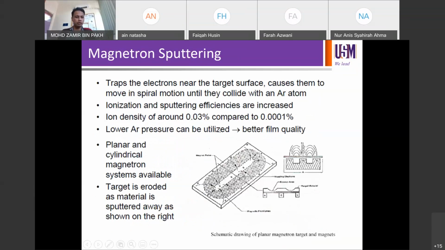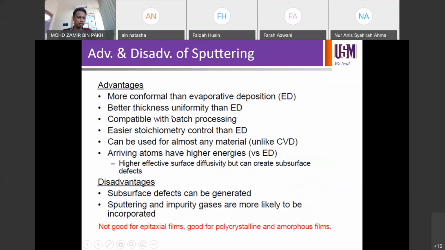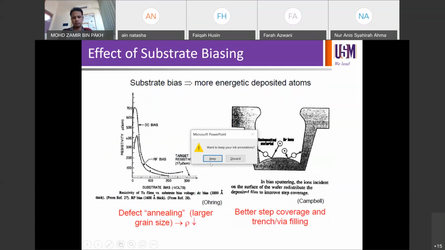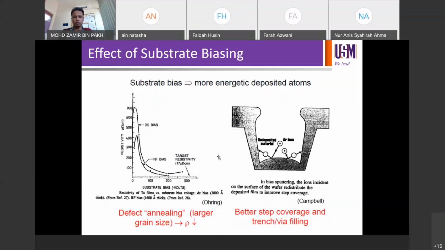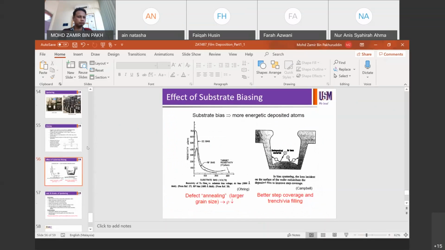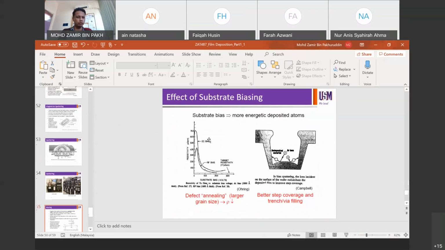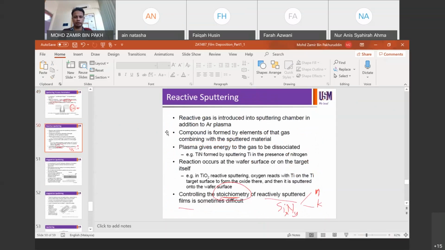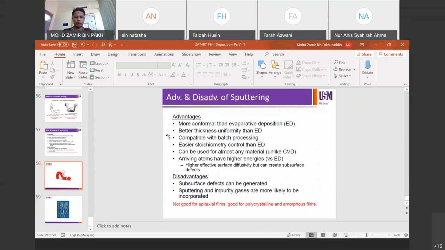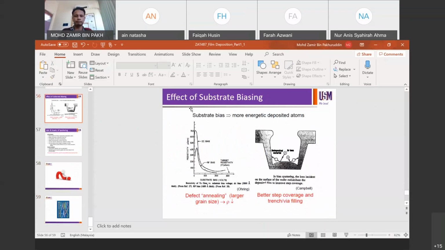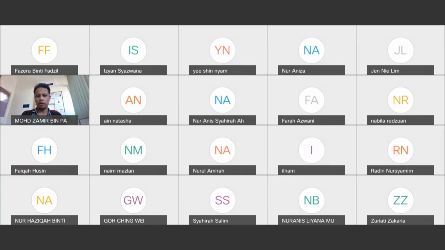Magnetron, so I think we'll just stop here. We still have magnetron, biasing, to finish. Okay, we'll continue this tomorrow. Tomorrow we're going to continue with magnetron sputtering and the rest of the topic, and then we'll move on to CVD as your second part of thin film deposition.